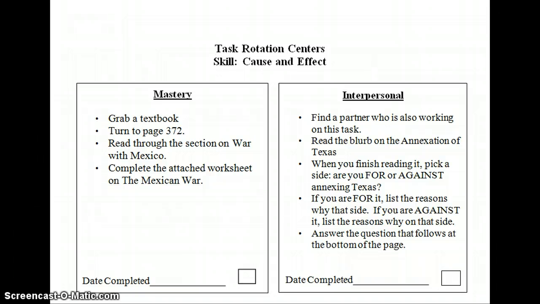For the interpersonal rotation, you're going to find a partner who's also working on this rotation. Read the blurb on the annexation of Texas. When you're done reading the blurb, I want you to pick a side. Are you for or against the annexation of Texas? Whatever side you pick, you have to list reasons why you decided to pick that side. And then when you and your partner are done listing the reasons, there's a question I want you to answer at the bottom of the page.